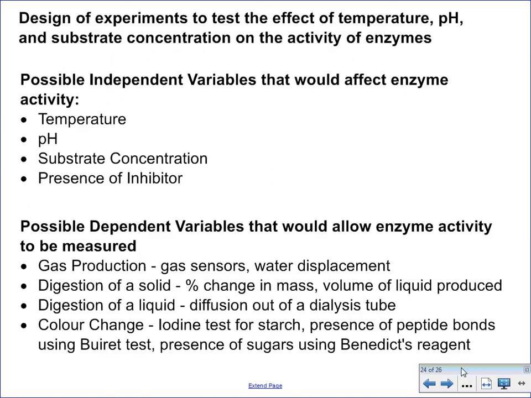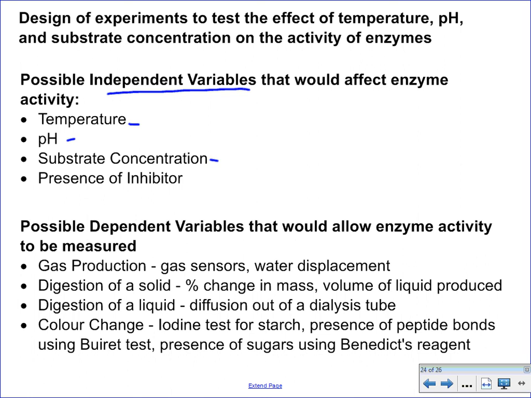So one of the other aspects that go with using enzymes is being able to design experiments to test the effect of things like temperature, pH, and substrate concentration on the activity of enzymes. As discussed in the previous video, these are all factors that can affect enzyme activity. So when designing an experiment, you have to consider what possible independent variable would affect the enzyme activity. As mentioned in the title, things like temperature, pH, and substrate concentration are all possible independent variables.